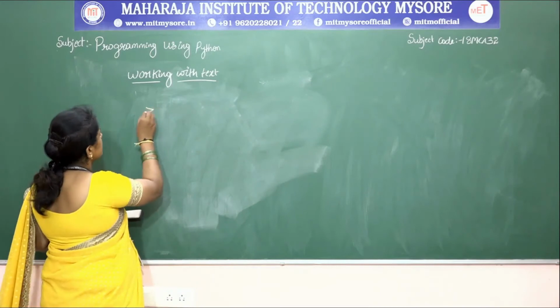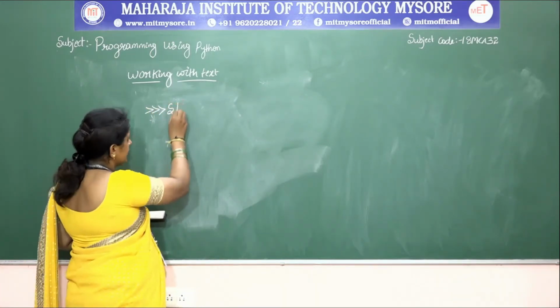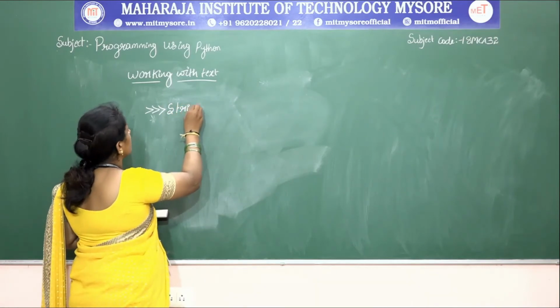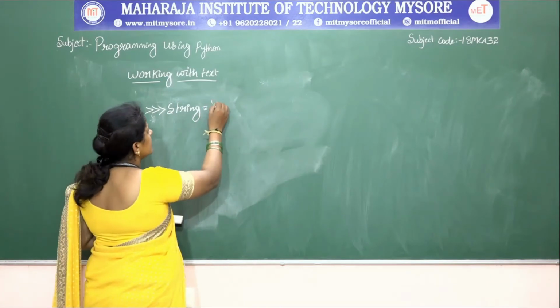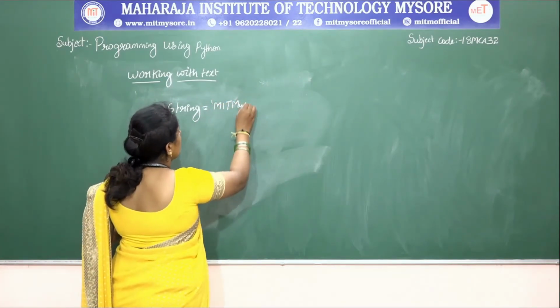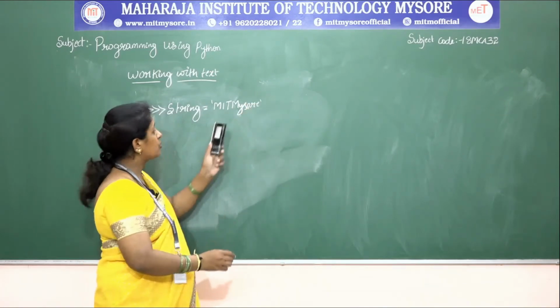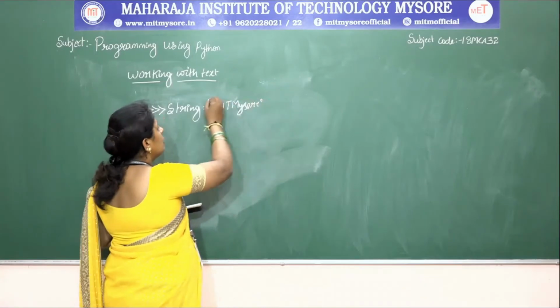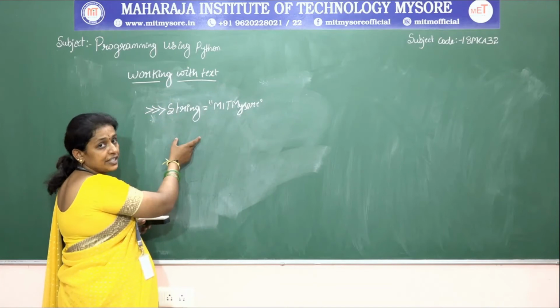Okay, for example, I am taking a variable as a string. For this string, the value is "MIT Mysore". Okay, I am closing the quotes. So this is the value, and this value will be assigned to the string.